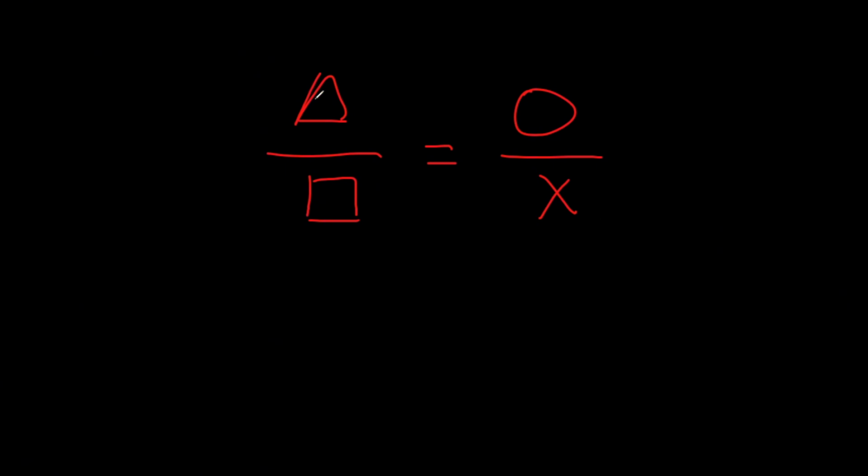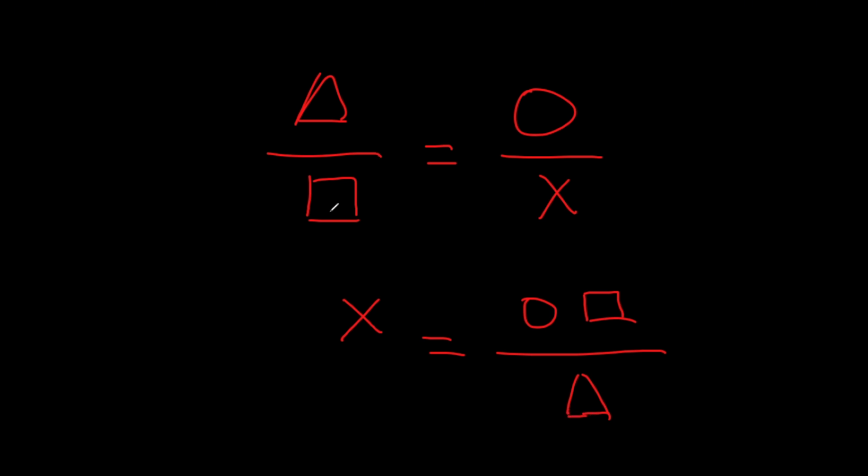So for example, if I have triangle over square equals circle over x, and I want to get x in the top left-hand corner and get everything else on the right-hand side, I can swap the x and the triangle, and I can bring the square by the circle. So x would equal circle times square divided by triangle.